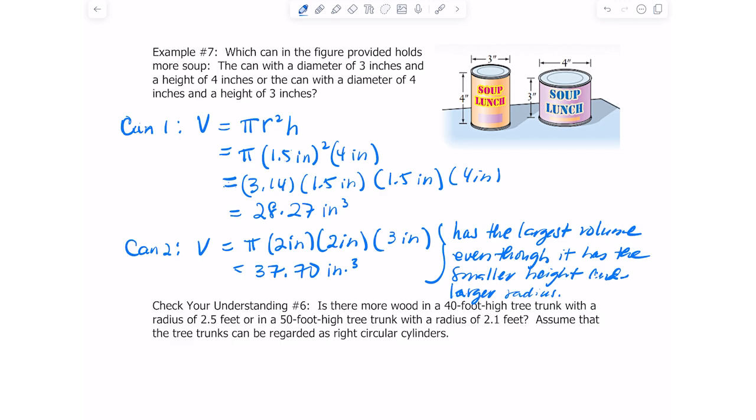And that's it. In the next video, we will be looking at problem solving with geometry. We're going to look at the Pythagorean theorem. We're going to look at similarity and other things that are useful in the real world when dealing with geometry.